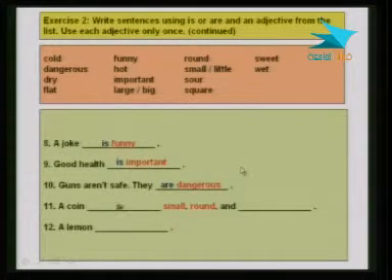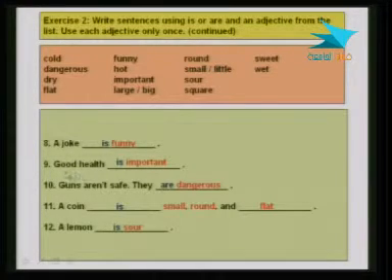A coin is small, round, and flat. And the last sentence here, a lemon is what? Sour. A lemon is sour. So these sentences, okay, start with a subject followed by a verb be and then the adjective.